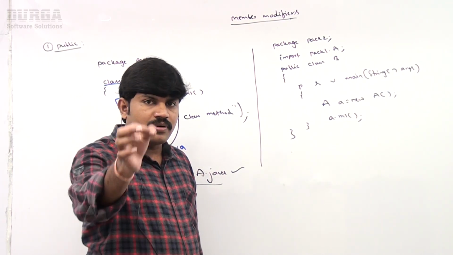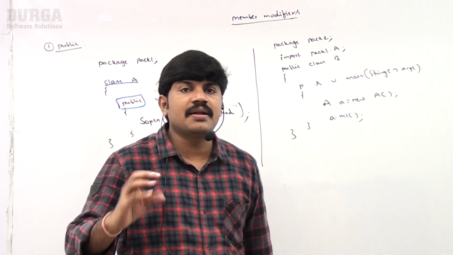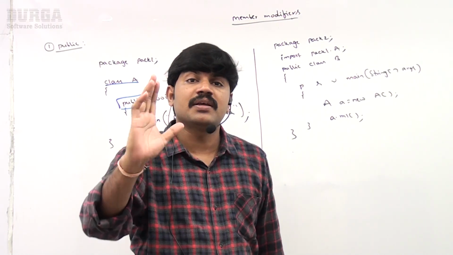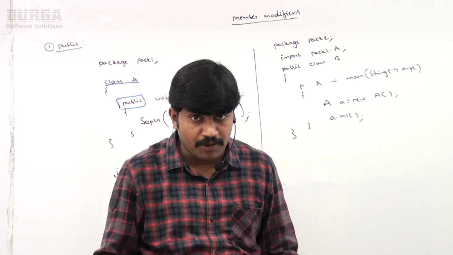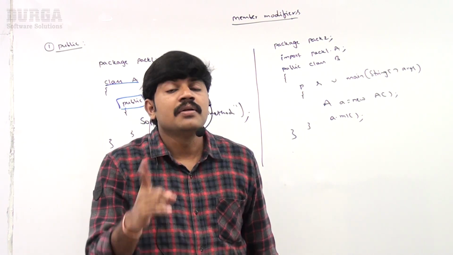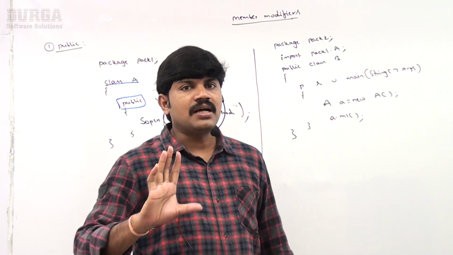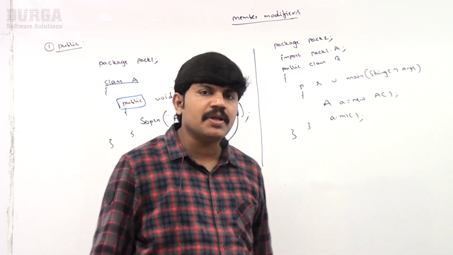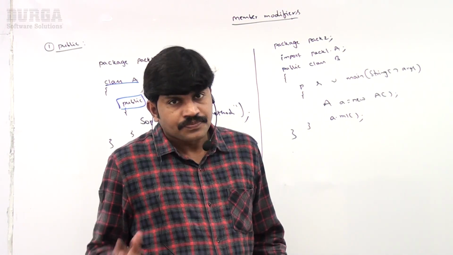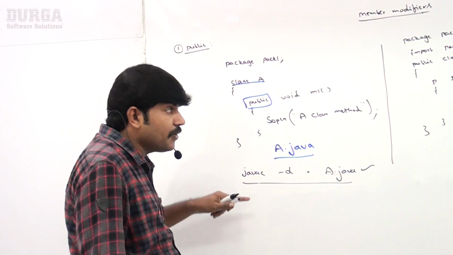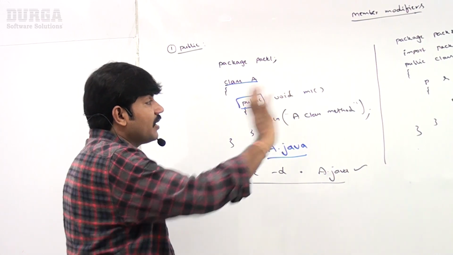Remember, if a member is declared as public, you can access that member from anywhere, either within the package or outside the package, no problem at all. But make sure the corresponding class is also visible. If the class is not visible, even though the member is public, there is no use. So the class should be public and the method should be public, then only we are allowed to access.